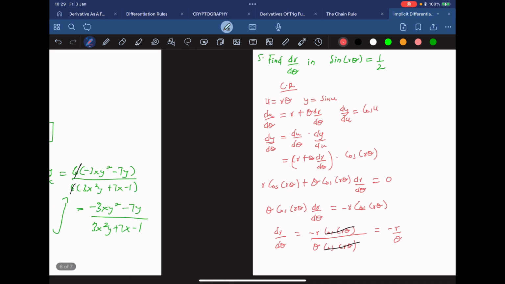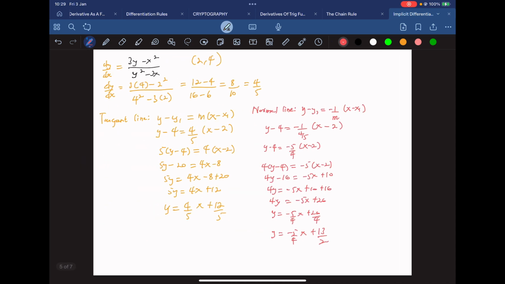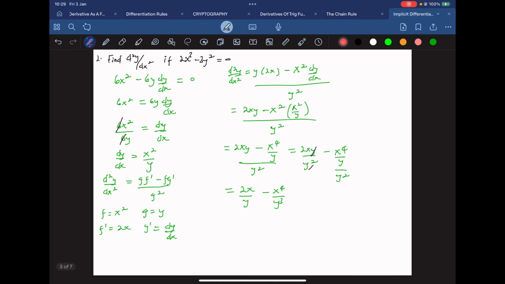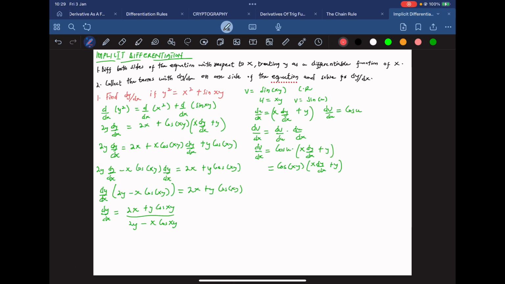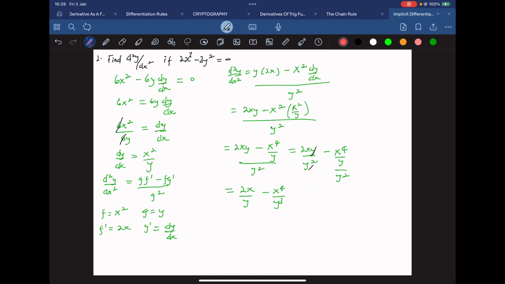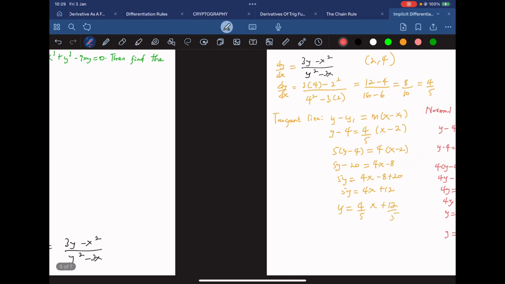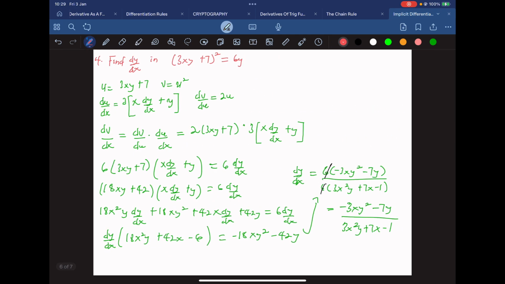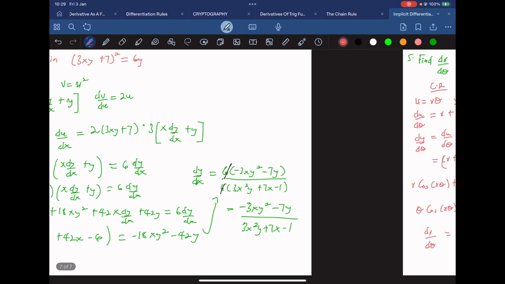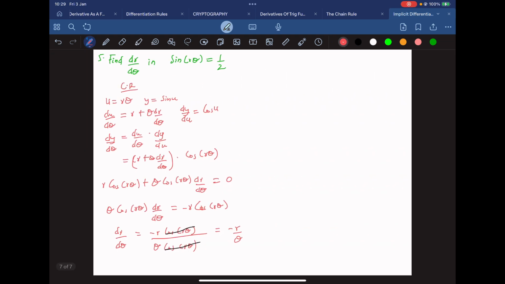So we've gone through several questions to explain the concept of implicit differentiation, and I hope this helps. Now, implicit differentiation might seem tricky at first, but with practice, it becomes second nature, just like solving puzzles.